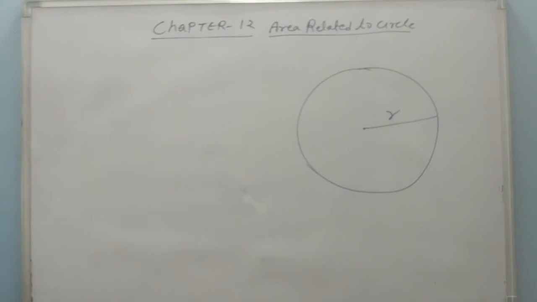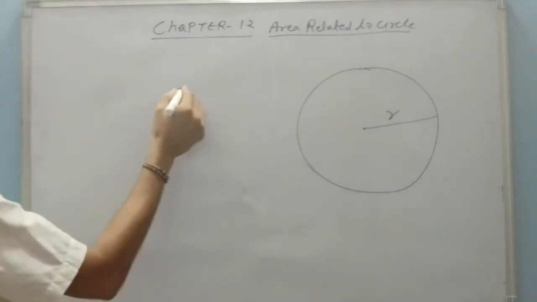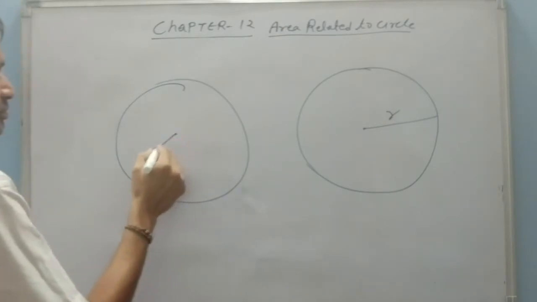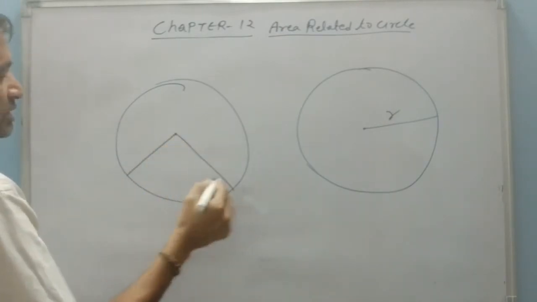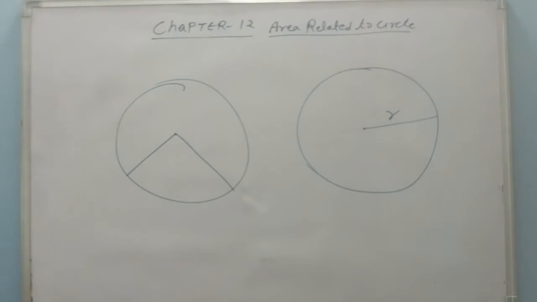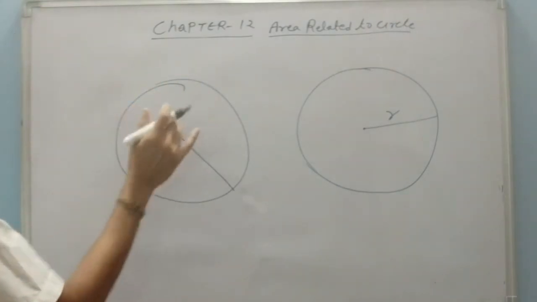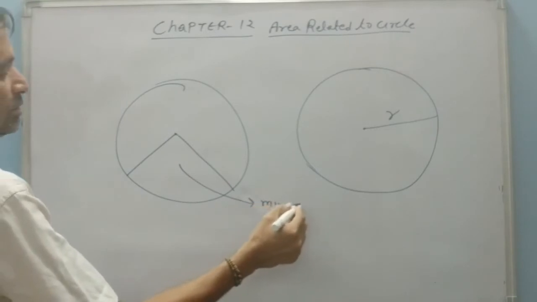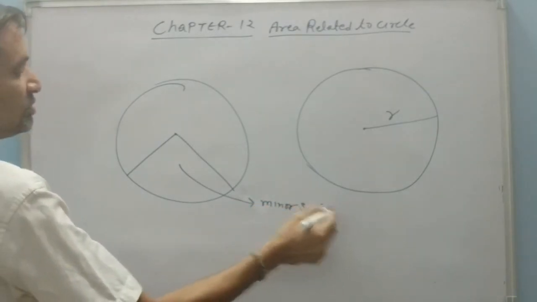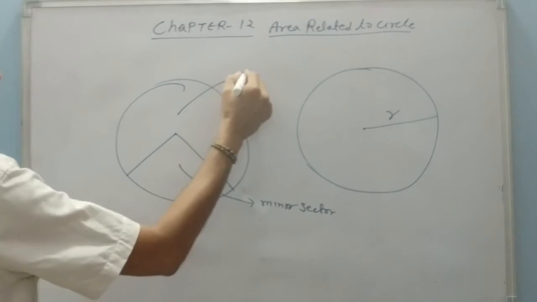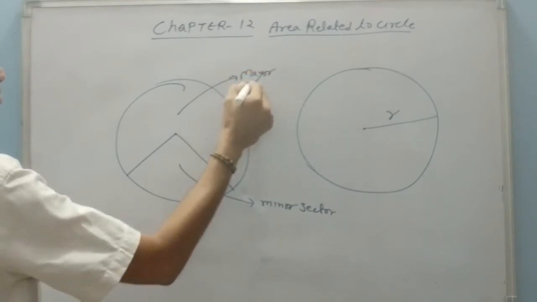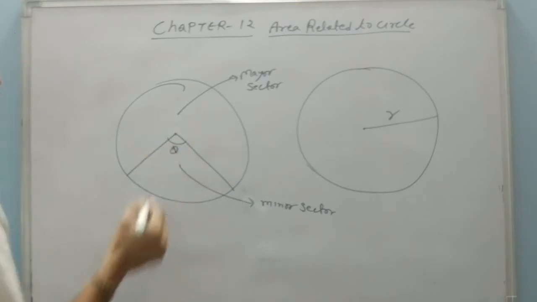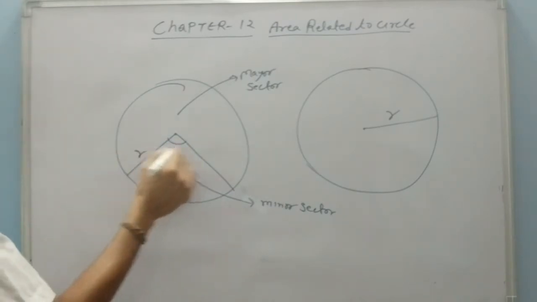If we connect two radii with each other, then this circle is divided into two parts, part 1 and part 2. These parts are known as sectors. This is the minor sector and this is the major sector, with some angle theta, and this is the radius.